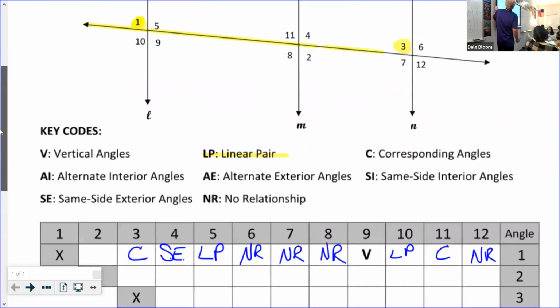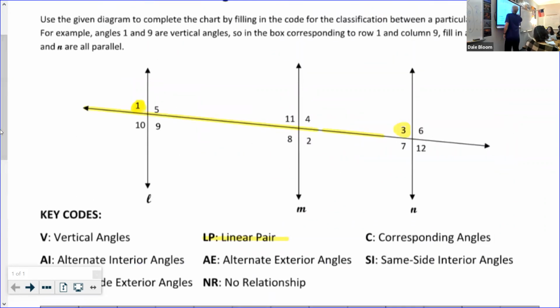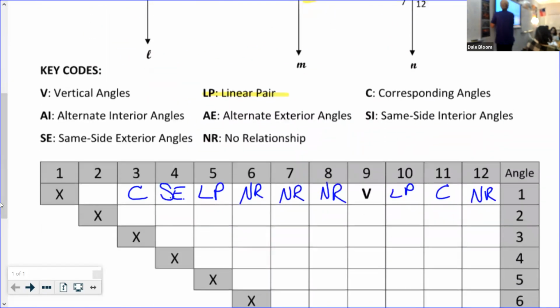Now angle one and angle two. They're alternate on the transversal, and they're outside the two lines. So this is alternate exterior angles. All right, that's what we're doing. So now move on to angle two, match it up with angle 12, and tell me the relationship. That's what we're doing for this class period.